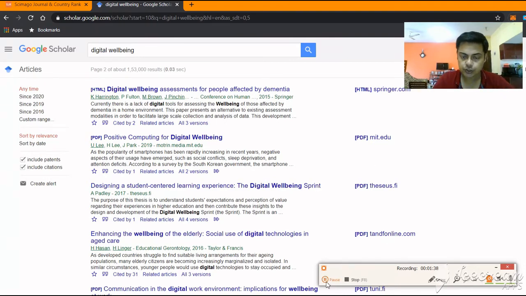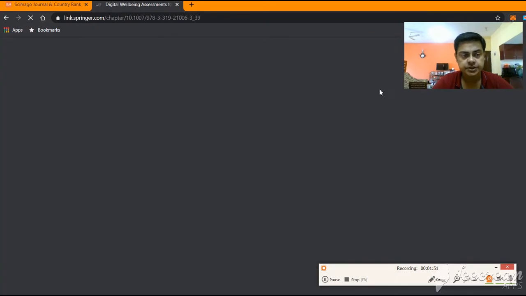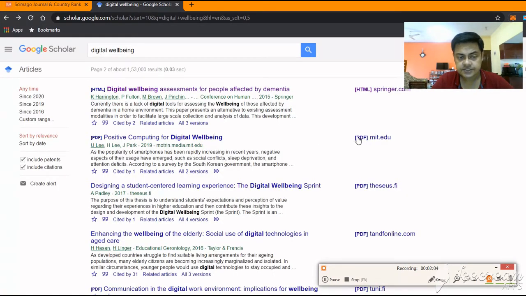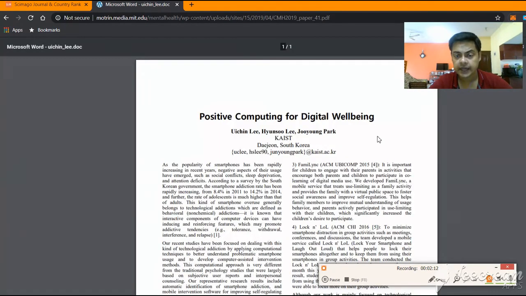So in one way it is good. In one way this kind of, it's a virgin topic. So we can get enough outlets, enough correct good outlets for this kind of work. So let's see the Springer outlet where this paper is published. What about the Springer outlet? This is a conference proceeding actually, International Conference on Human Computer Interaction. Human Computer Interaction International Conference. Fair enough. This is an MIT paper looks like. So let's see this MIT paper. Massachusetts Institute of Technology, highly prestigious. Positive computing.